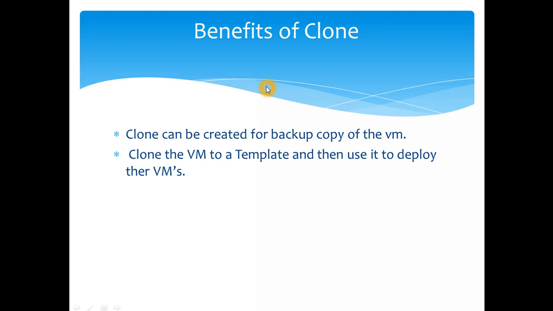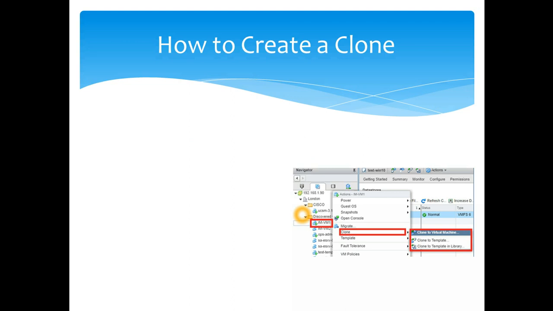Now, another benefit of clone is you can clone a virtual machine to a template and then use that to deploy different virtual machines. What I mean by that is, if you have a virtual machine which is powered on and running, you can right click and clone that virtual machine, and from there you can make it a template, clone to a template, and then from that template you can deploy different virtual machines. So how to create a clone?